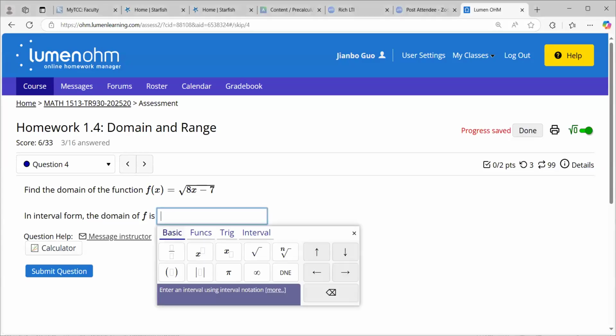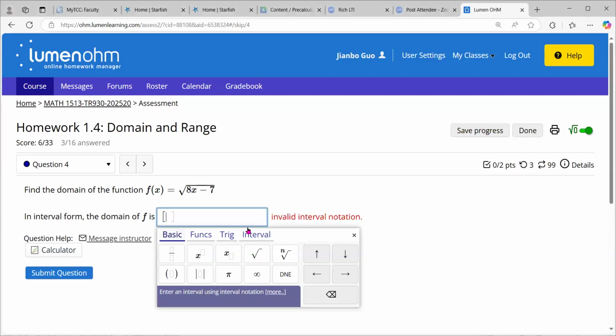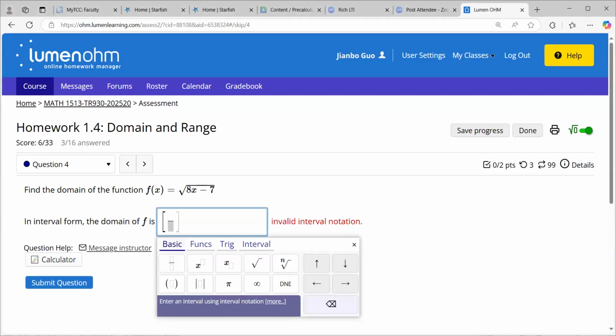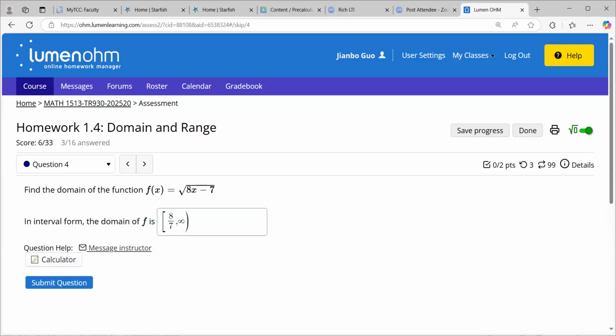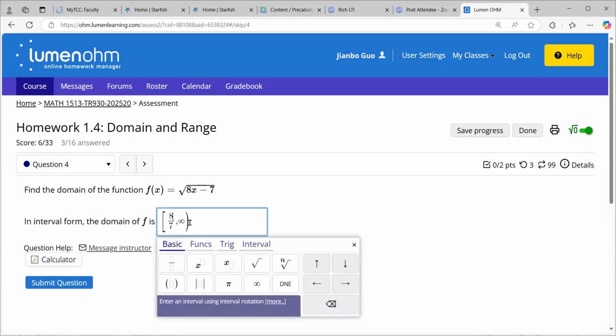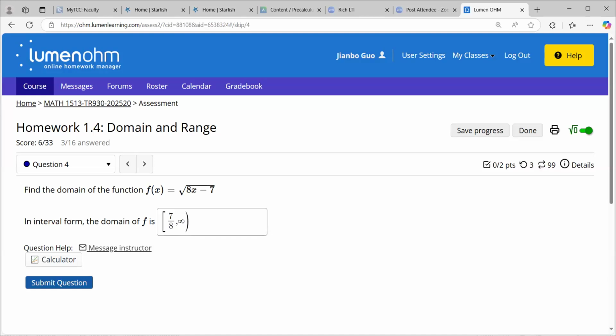Bracket, 8 over 7 is this. 8 over 7, not 7 over 8, right? Yeah, 8 over 7. And a comma. And then positive infinity. Close with a right-hand parenthesis. It was 7 over 8. Yeah, 7 over 8, exactly. Sorry, 7 over 8. My bad. 7 over 8. Submit.